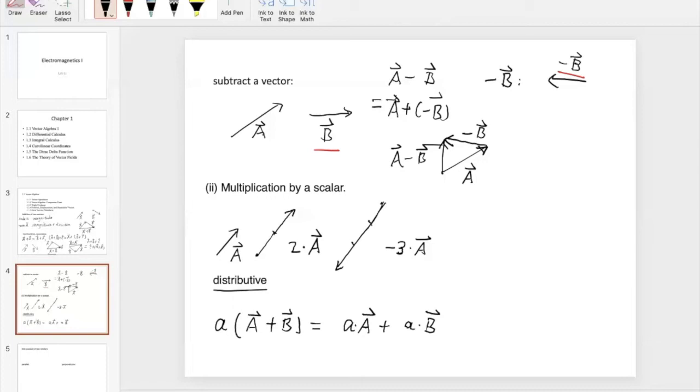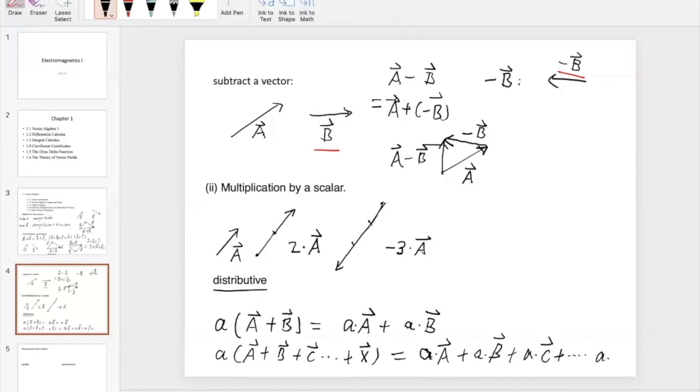Distributive is not only for 2 vector sums. If you have more than 2 vectors, let's say A plus B plus C dot dot dot plus X, then you can distribute this scalar in the way of a times A plus a times B plus a times C plus dot dot dot plus a times X. So that's distributive.